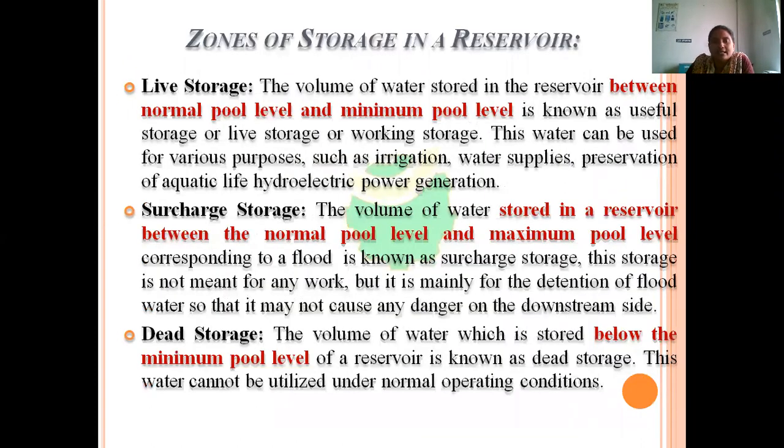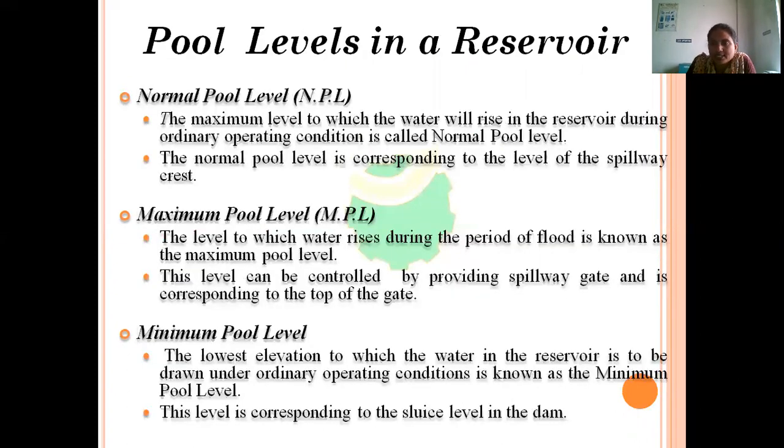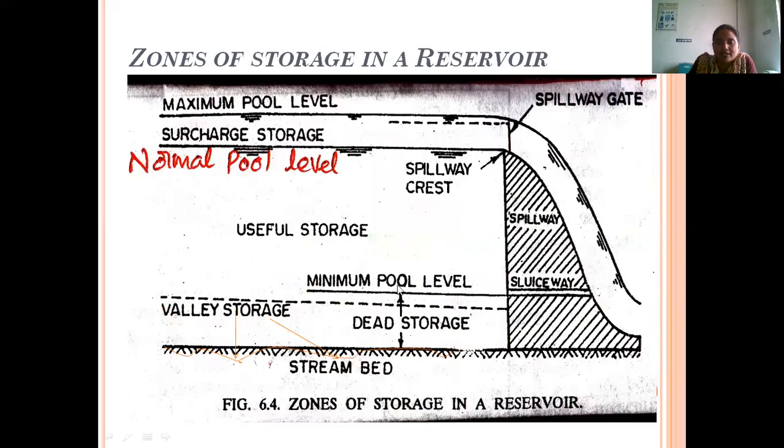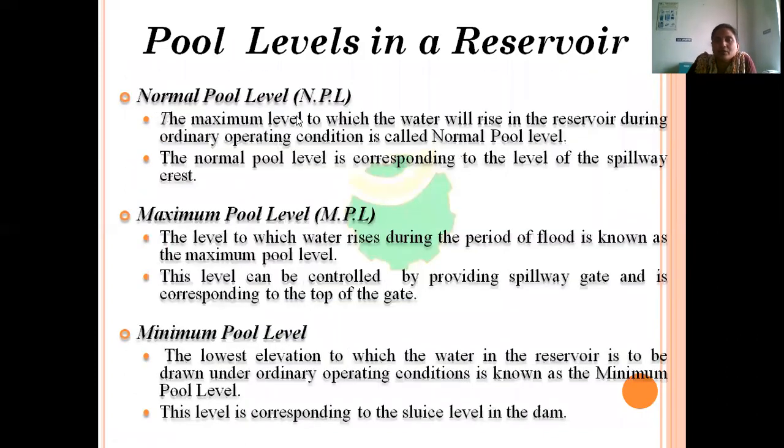So first one, live storage. Okay, live storage means useful storage. The volume of water stored in the reservoir between normal pool level and minimum pool level. So before we discuss the zones of storage, we should know the pool levels. Already in zones of storage we have three pool levels: minimum pool level, normal pool level, and maximum pool level. Three pool levels are there.